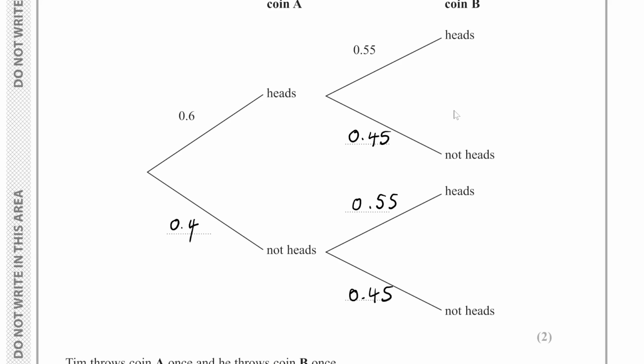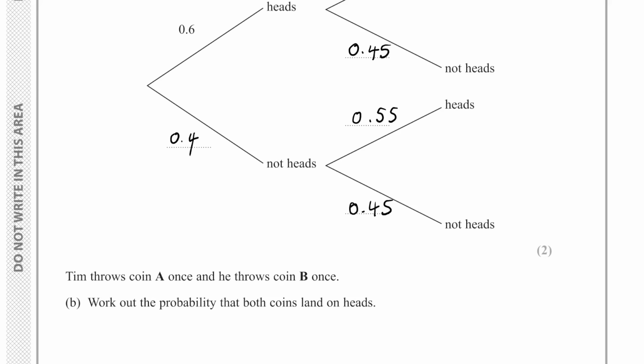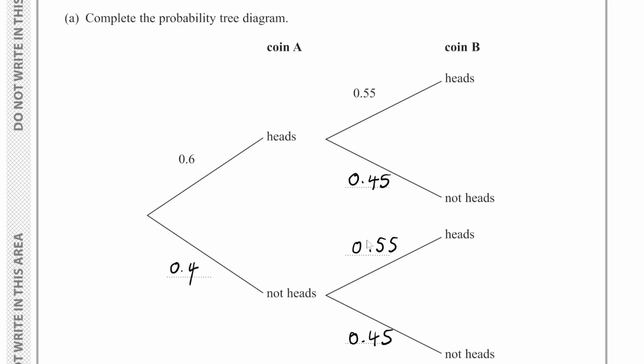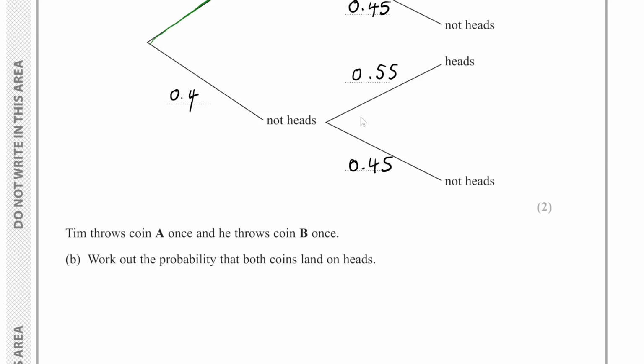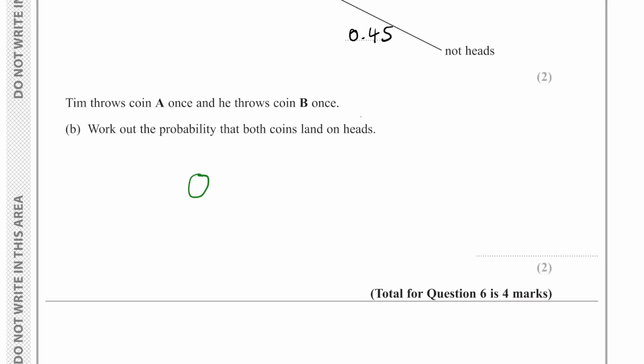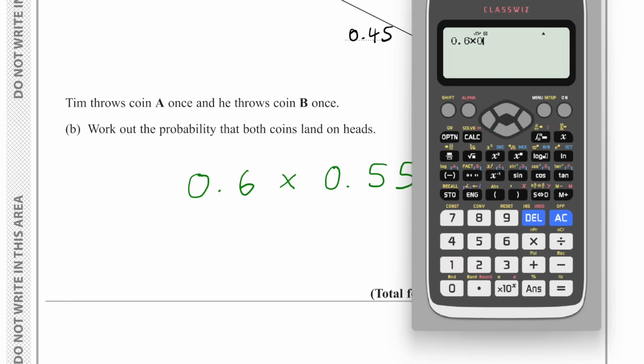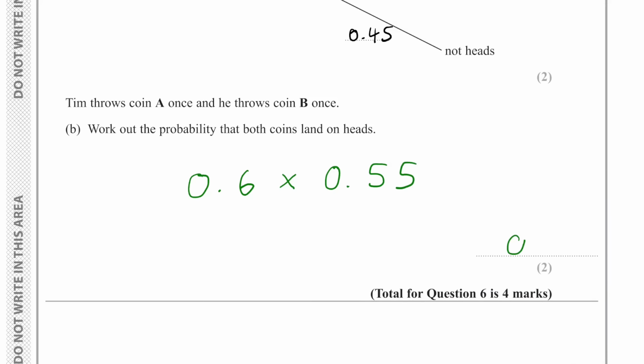Tim throws coin A once and coin B once. Work out the probability that both coins land on heads. Heads, then heads. When we go across the branch, we times. So the probability of heads is 0.6 times 0.55. And we get 0.33.